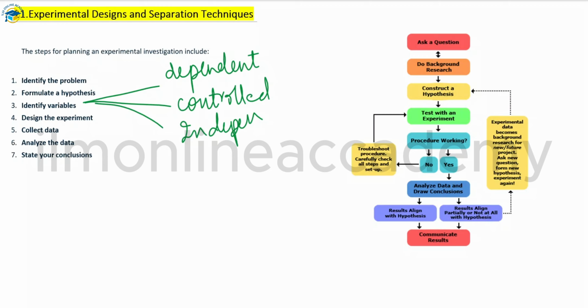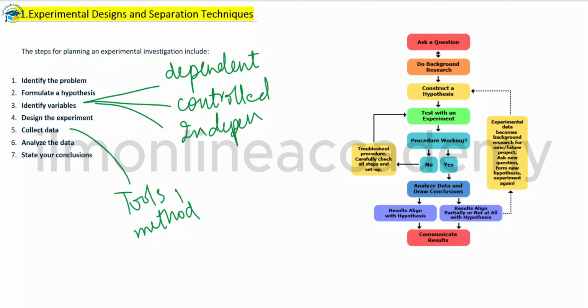And in the fifth one, we have to collect the data by using the appropriate tools, and you have to choose some methods that are required for calculating any type of data. And next, the sixth is analyze the data, examine the data to draw the conclusions. And in the last, we have to state our conclusions or summarize what you have learned from the experiment.